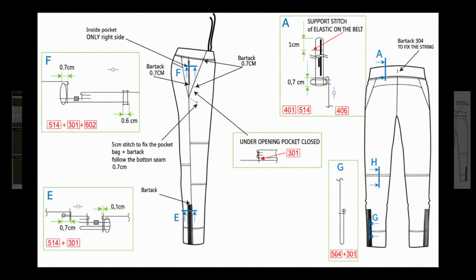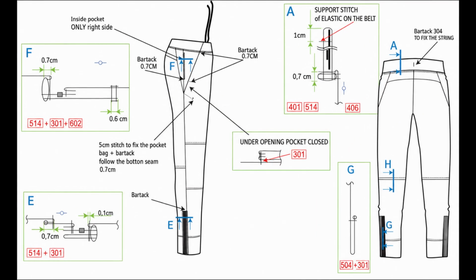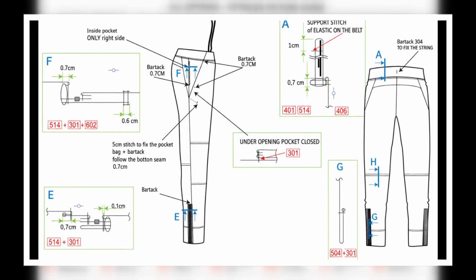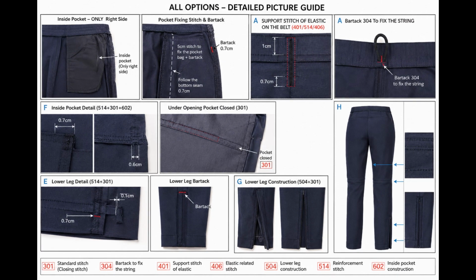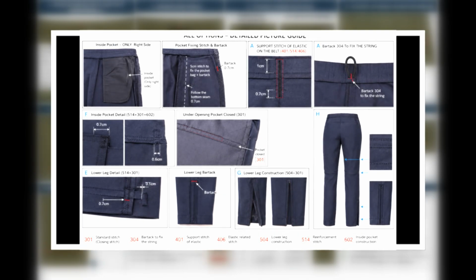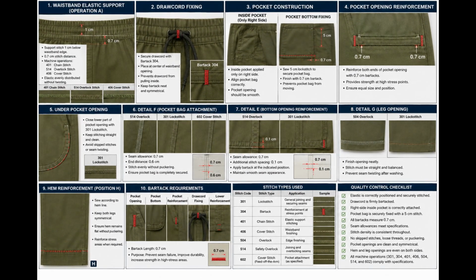Professional production note. All sewing operations, stitch positions, bar tacks, seam allowances, and reinforcement points must strictly follow the technical drawing. Special attention should be given to the right side inside pocket, elastic support on the waistband, fish string bar tack, and lower leg reinforcement, as these are important functional and stress-bearing areas of the garment.